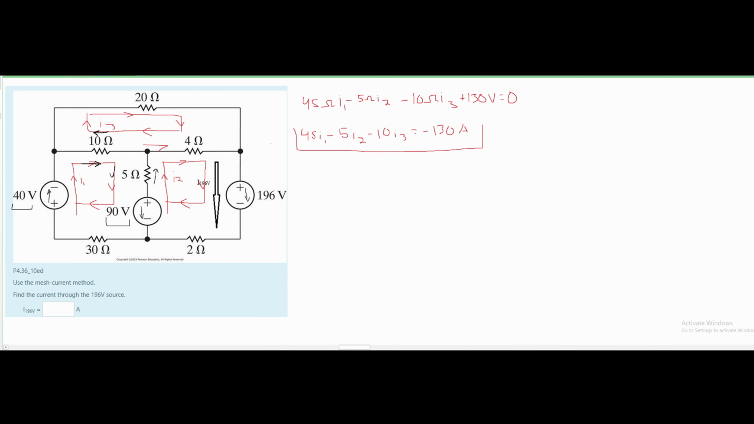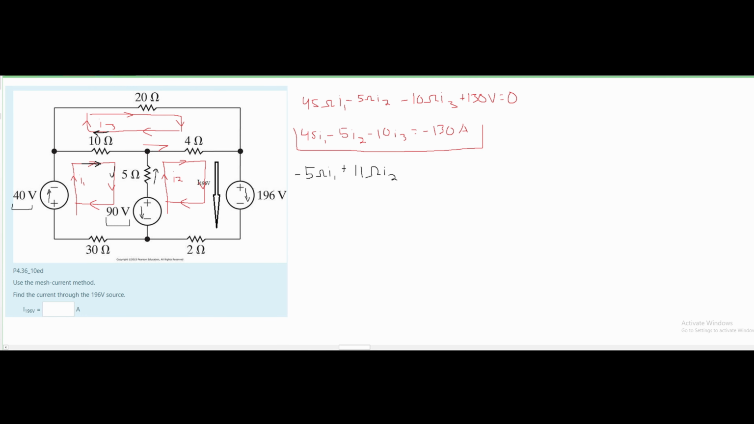Since it's going in opposite directions, we are going to have a negative 5 ohms times our I1. Now we're going to look at our I2. We know that this is going in the same direction, so we'll have our 5 ohm resistor plus our 4 ohm resistor plus our 2 ohm resistor. This is going to give us 11 ohms of resistance times I2.